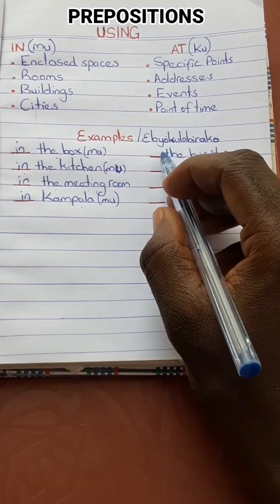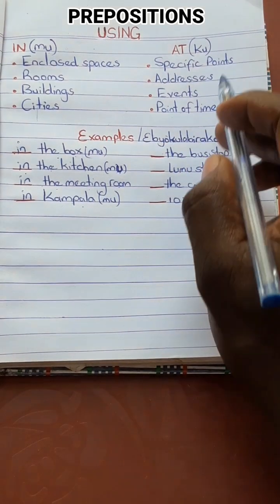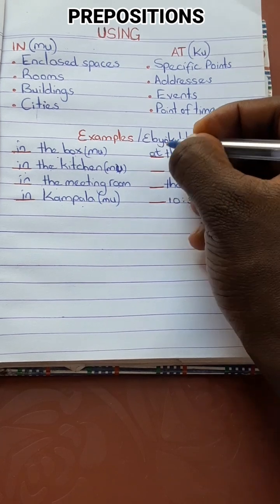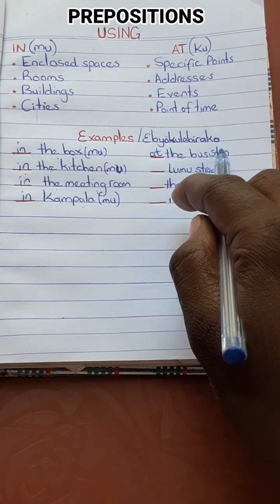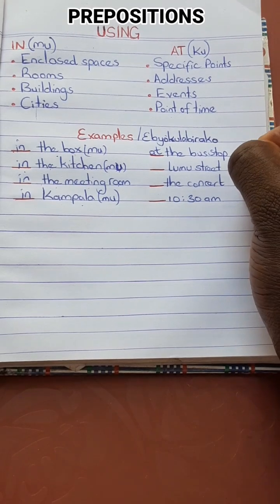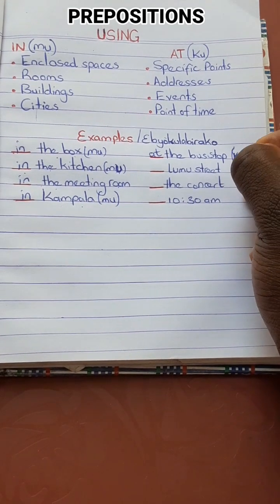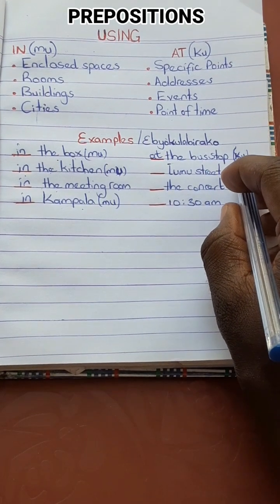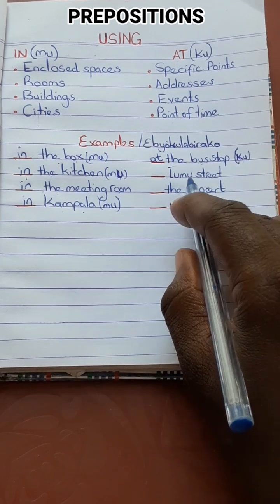Okay, dash the bus stop. So this shows a specific point. The bus stop. At the bus stop. Ku bus stop. Ngenda ku bus stop. At the bus stop.